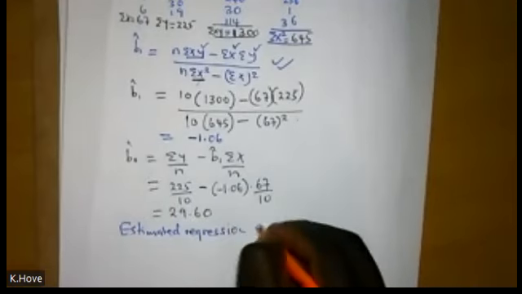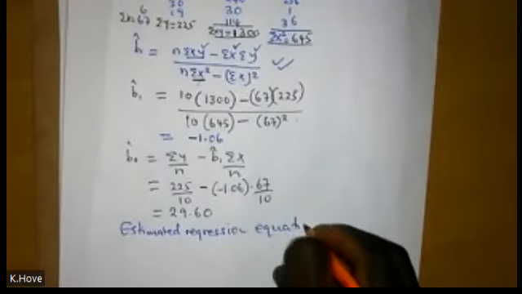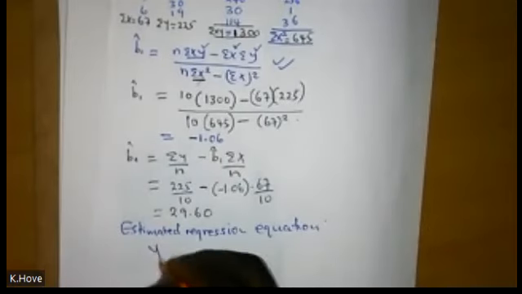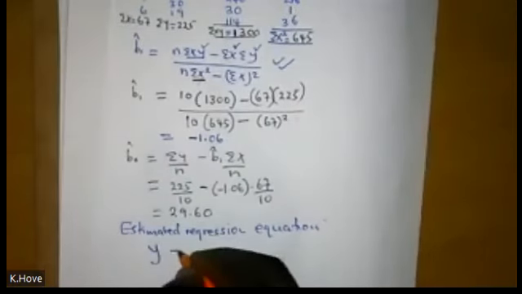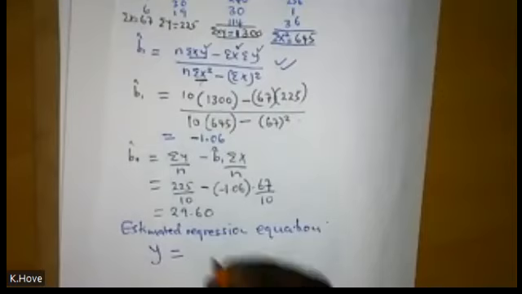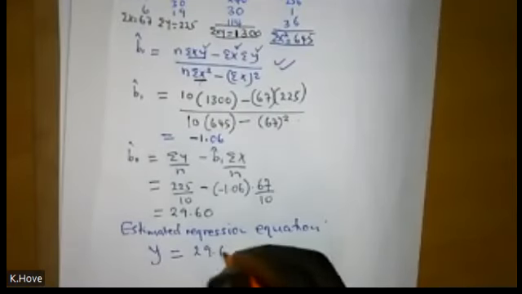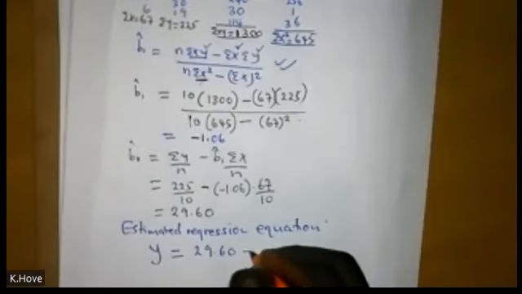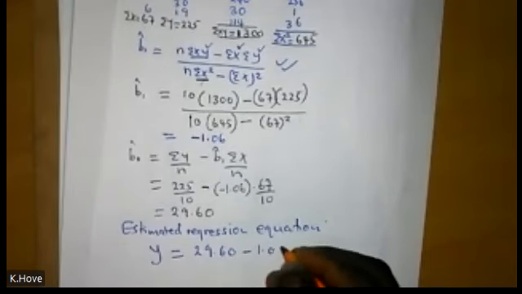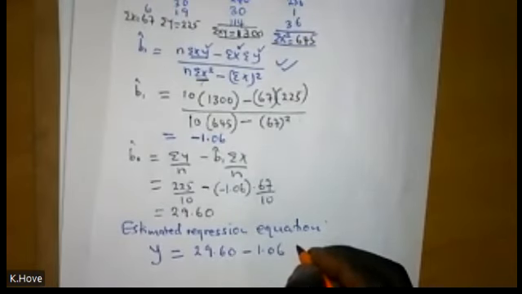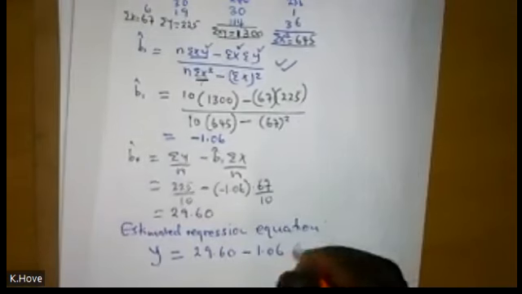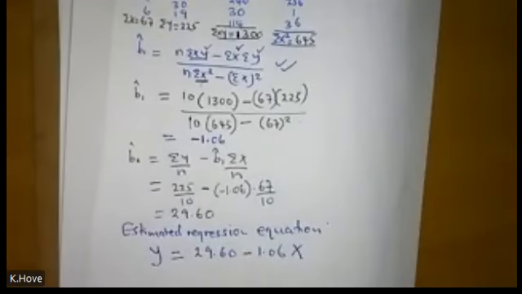So our estimated regression equation becomes, now we have those values, y is equal to beta naught. What is our beta naught? 29.60 minus 1.06. What is our x? Right. So that is our regression equation.